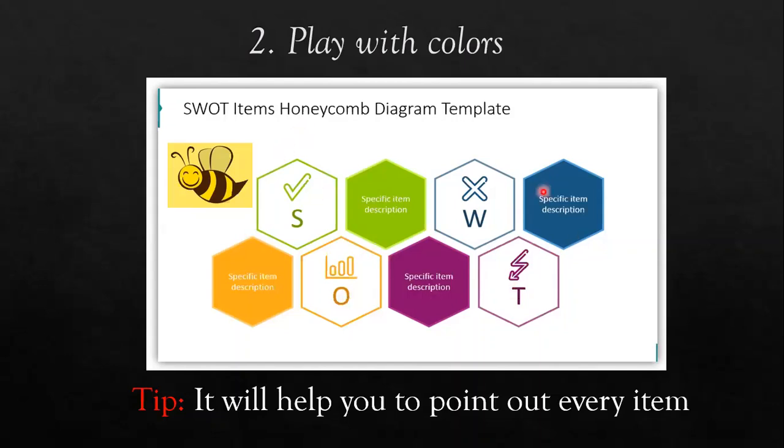And what is the name of this diagram? It's honeycomb. What is a honeycomb? It's the house of the bees. You see the shape? 1, 2, 3, 4, 5, 6 sides. So this is the house of bees. That is a honeycomb. Let's continue.